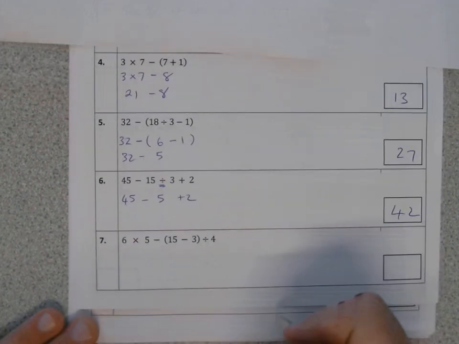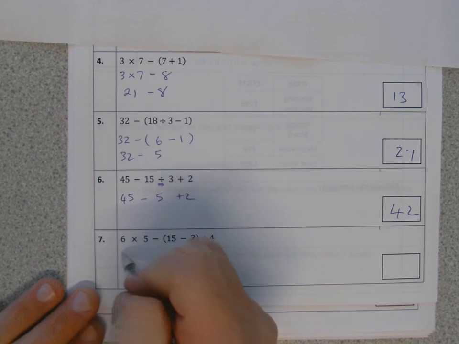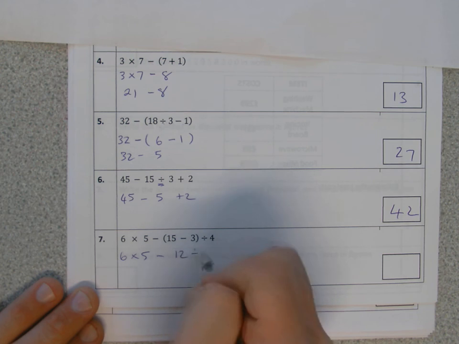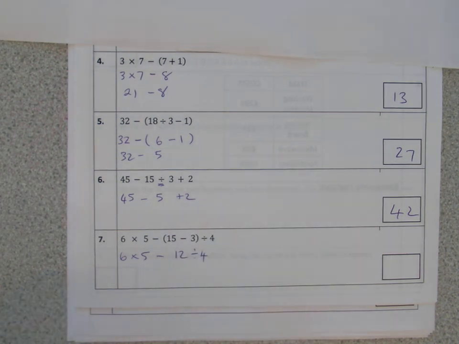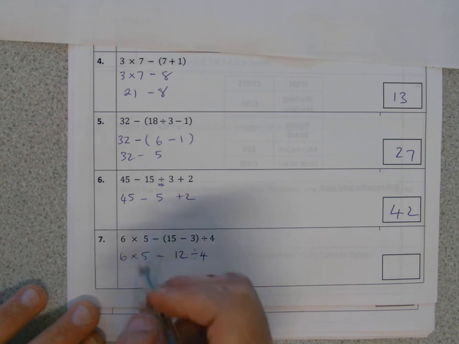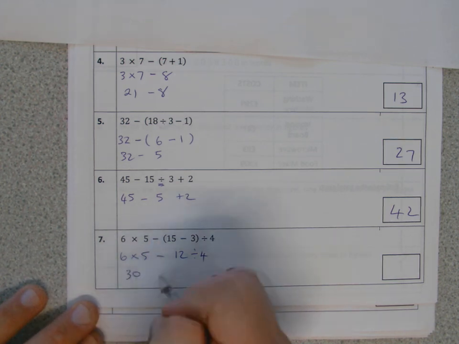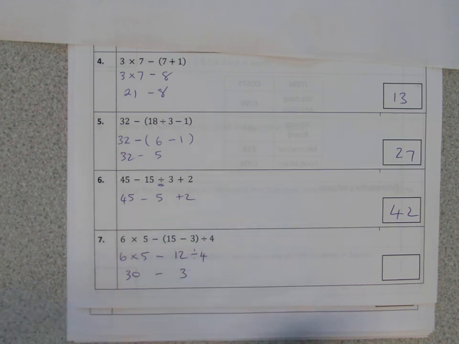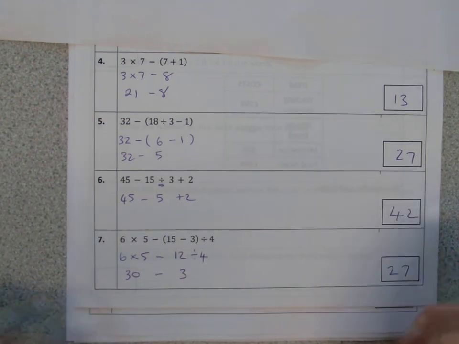Then you've got down here 6 times 5, and the bracket: 15 take away 3 is 12, so you look at the bracket. And then you've got to multiply and divide. 6 times 5 is 30, the divide there, 12 divided by 4 is 3, and then of course that comes to 27.